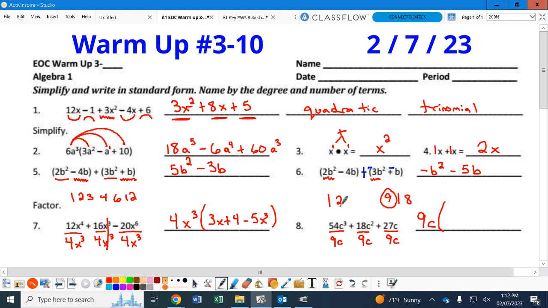And then you simplify them. 54 divided by 9 is going to be 6. For the C's, you got a 3 minus 1, and 3 minus 1 will leave you C to the second. Plus 18 divided by 9 is 2. And then for the C's, guys, a 2 minus 1 would leave you C to the first, but we just write it as C. For the last one, 27 divided by 9 is going to be 3. And then the C's do what? Cancel.